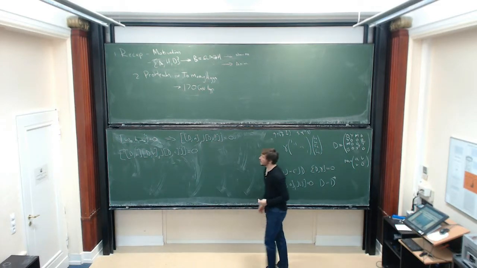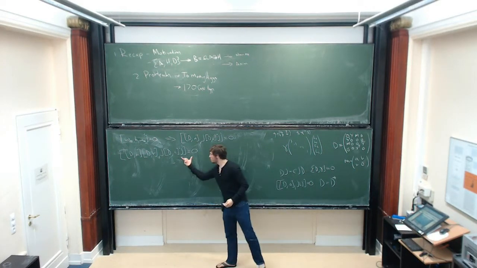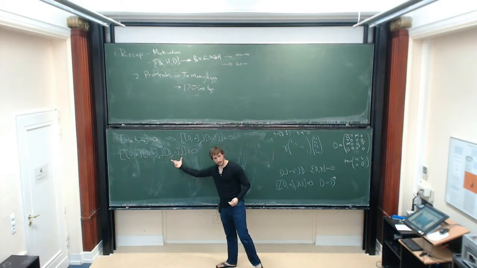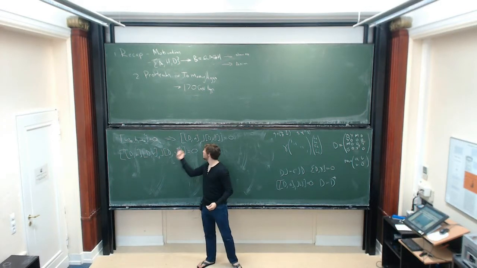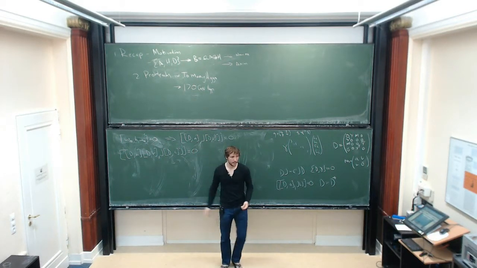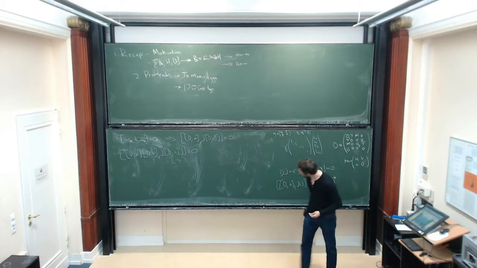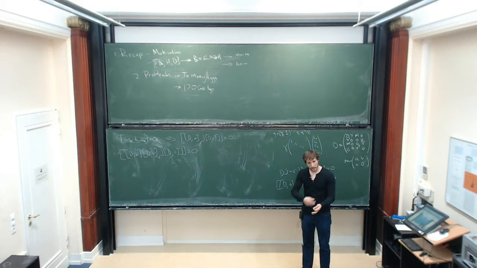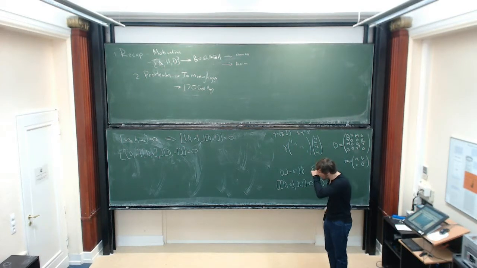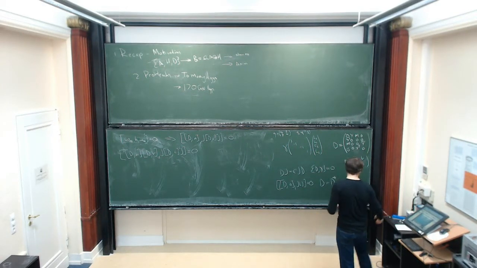Right? But commutators act as derivations, and so this would have been solved by this condition. Okay, so that's the first thing I wanted to say. That's the first application of the formalism, and it's in the associative case.